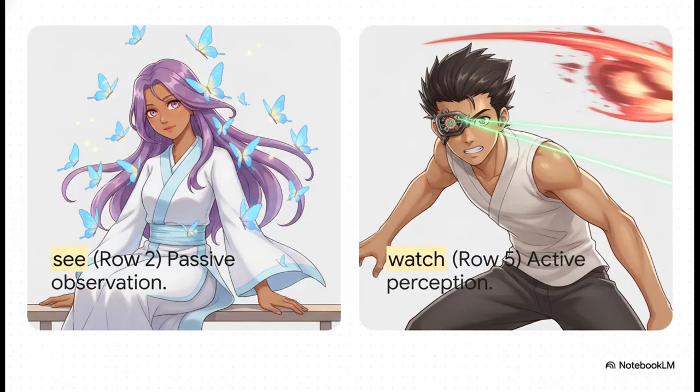We see this exact same layering when it comes to visual perception as well. Contrast see in row 2 with watch in row 5. See is generally passive, right? Your eyes are open and light is hitting them. But watch? That is active, focused perception over a period of time. You might passively see a car drive by, but you actively watch a movie. The grid equips you with both passive observation and active attention.